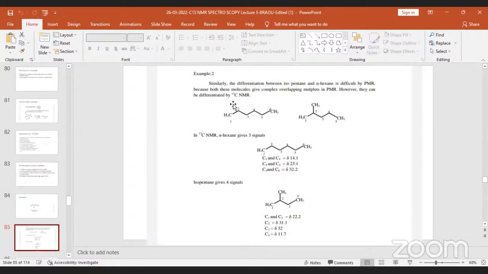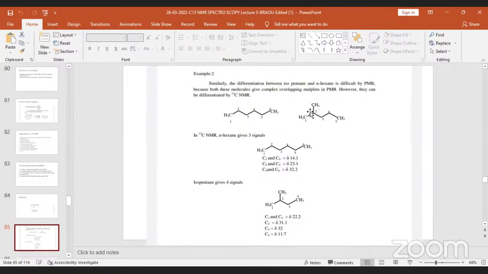Okay, try at home. See here, this is hexane and 2-methyl pentane. If you compare these, see how many signals you expect. How many signals in hexane? This and this, C1 and C6 are same, C2 and C5 are same, C3 and C4 are same. So 3 signals you expect.